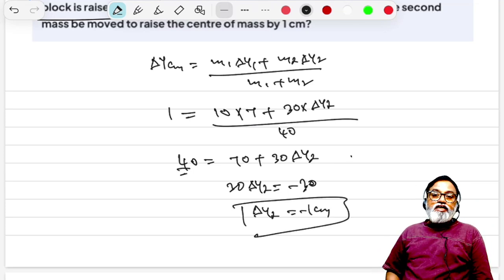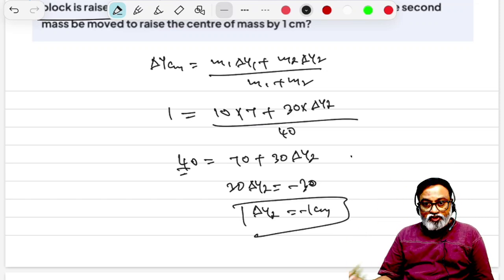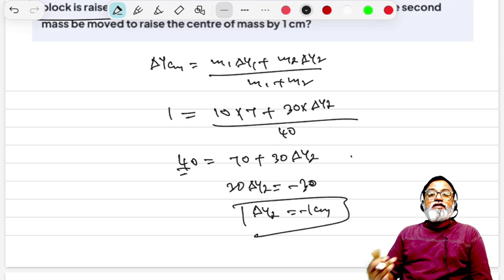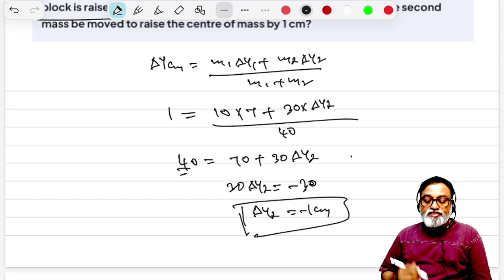So here minus 1 centimeter means the first body is raised upwards. Therefore, to change the center of mass by 1 centimeter, the second body should be moved downwards. That is indicated by the minus sign.